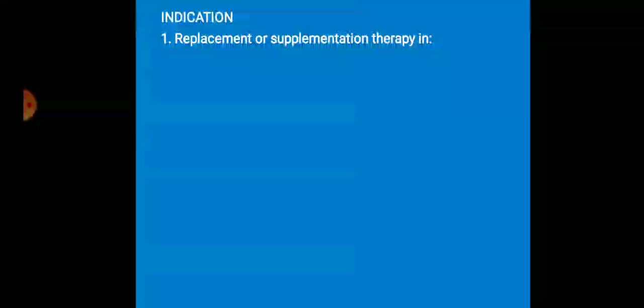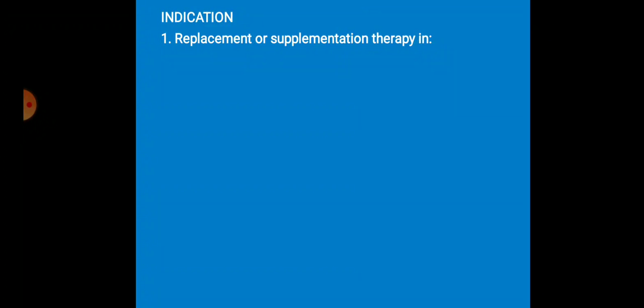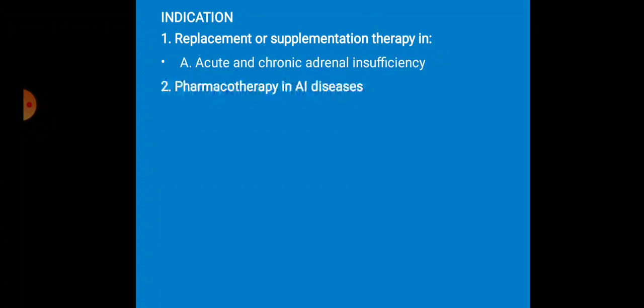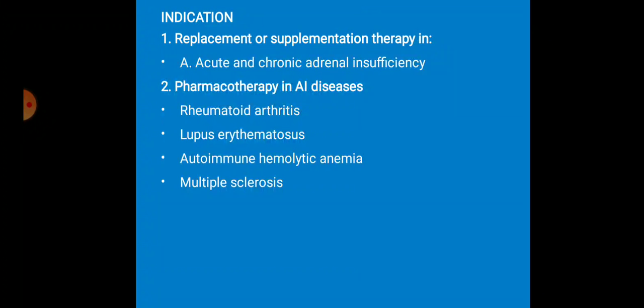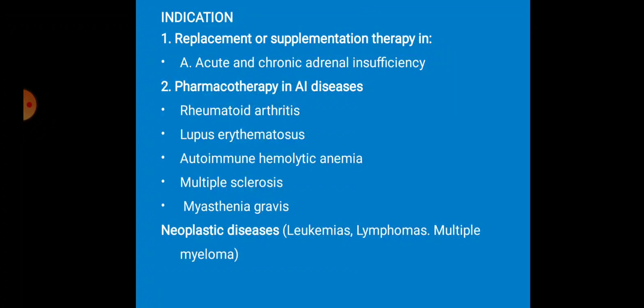Indications I am giving under separate headings, kindly note down. One is replacement or supplementation therapy. Corticosteroid is usually an endogenous steroid, so it can be supplemented when it is deficient in conditions like acute or chronic adrenal insufficiency, Addison's disease or Addisonian crisis. Next, pharmacotherapy in AI disease. I mentioned AI as autoimmune disease, so you can write any of the autoimmune diseases. Under that I am giving a few examples like rheumatoid arthritis, lupus erythematosus, autoimmune hemolytic anemia, multiple sclerosis, myasthenia gravis.